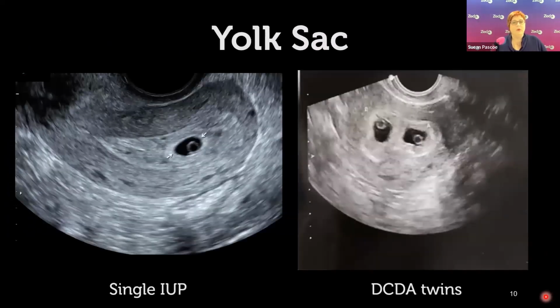So the next structure that we can see is the yolk sac, which usually appears as a circular, thick-walled echogenic structure with an anechoic center within the gestational sac. The yolk sac is the structure that provides nutrition to the developing embryo until the placenta has developed and takes over. Now, in transvaginal ultrasound, the yolk sac can be seen from about 5 weeks, 4 days and onwards.